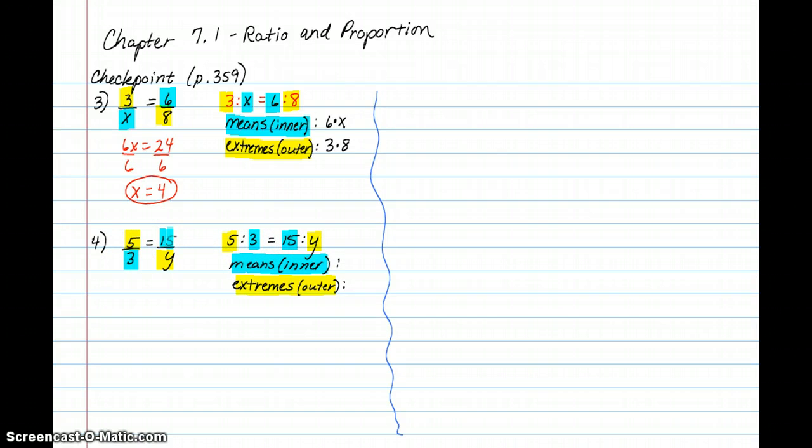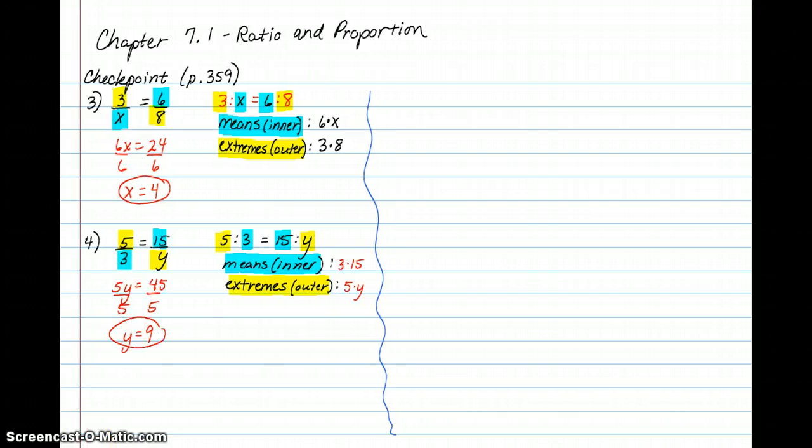Once you've finished solving, please check what you did by turning the recording back on. Okay, so your means, your inner amounts, were 3 times 5, and your outer amounts, your extremes, are 5 times y. So you have 5y equaling 3 times 5, which is 45. Use the division property of equality and divide both sides by 5. 5y divided by 5 is y, and 45 divided by 5 is 9. So your y value is 9.